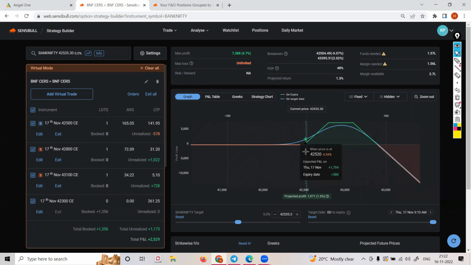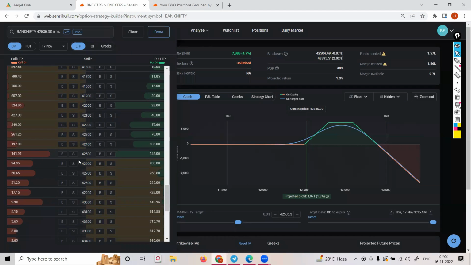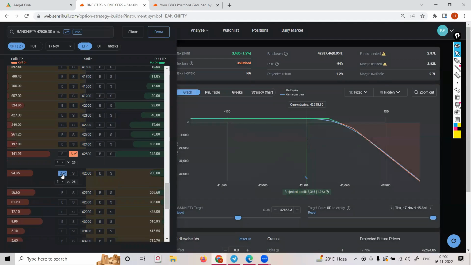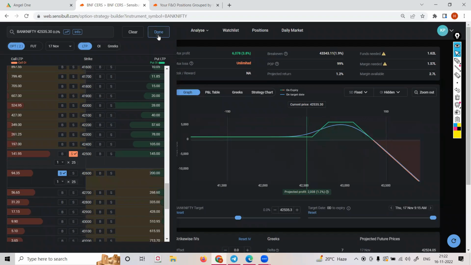Now, what is the other adjustment? What we can do is simple, boss. Now your profit is 7,000. Maybe the market can go up or also the market can come down. If the market comes down, I'll end up losing. So I've done only one adjustment. Simple. What you have to do is book this 42,500 leg. And what will happen? We all know this is a very plain vanilla adjustment. We are just doing the roll up.